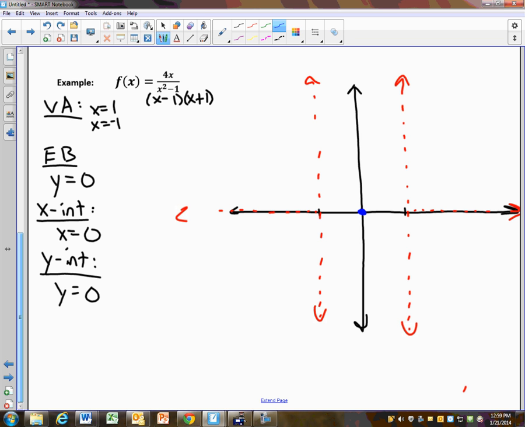So we got some interesting stuff going on. We'll see what happens. Let's look at the left-hand side. We don't know if it's on the top or bottom. We have no idea. How can you decide? Plug in -2. What's negative 2 times 4? Negative 8. Negative 2 squared is 4, minus 1 is 3. Is your answer positive or negative? So is it going to be on the top or the bottom? Bottom. So I draw the graph on the bottom.